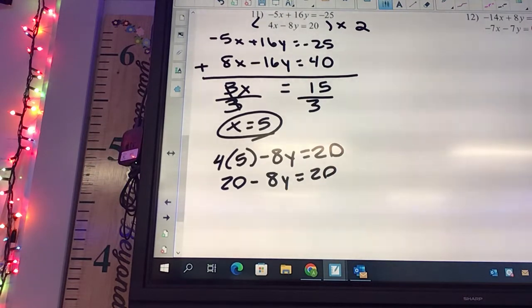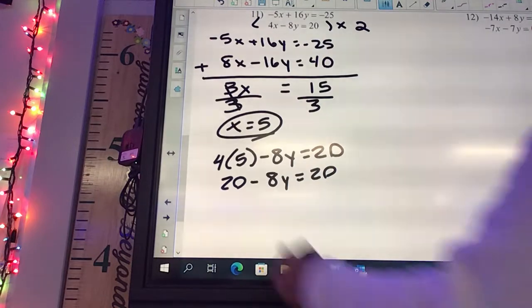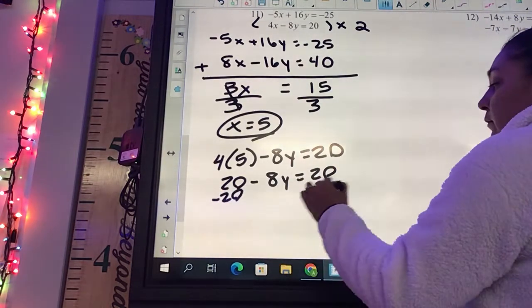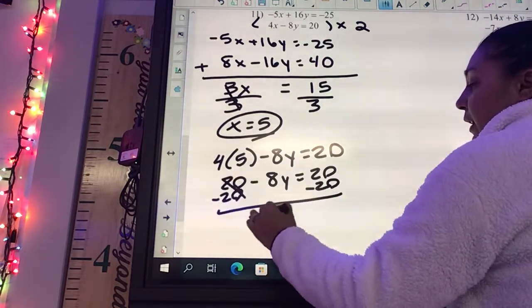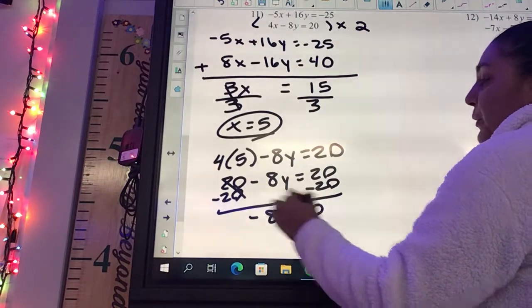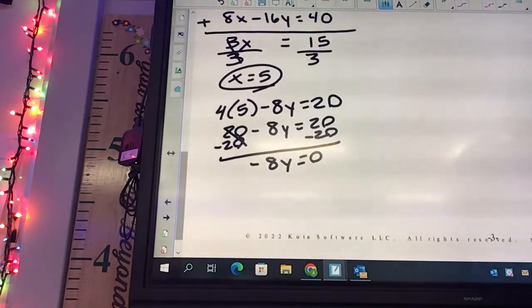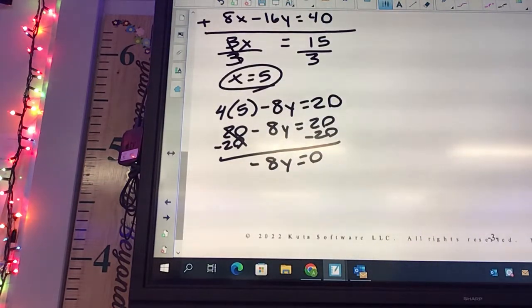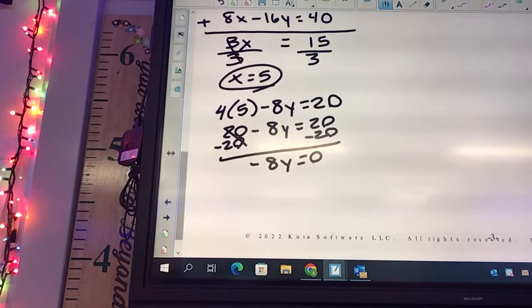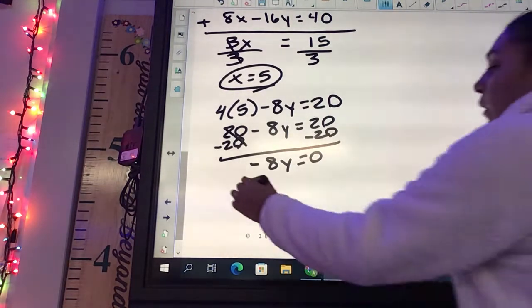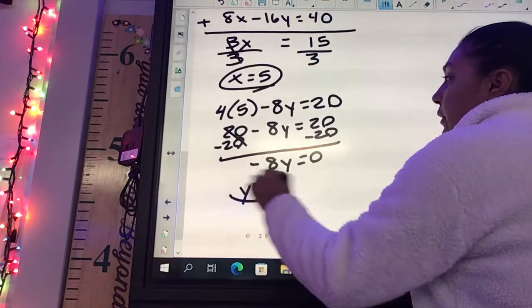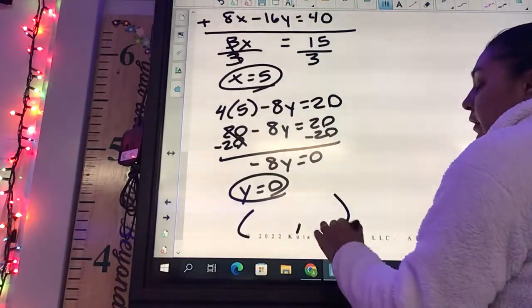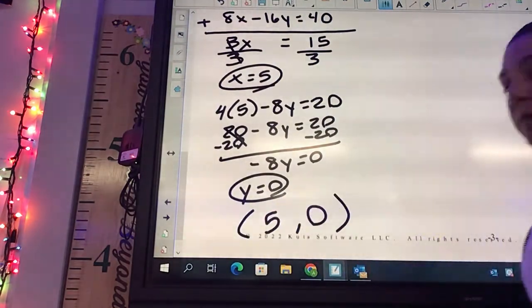Then you're going to subtract 20 over. So I got negative 8y equals 0. So what's my y going to end up being? No, that's wrong. 0. Leave it up. So my solution then is going to be 5 comma 0.